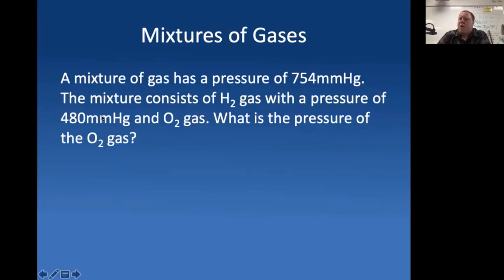So yeah, it's 480, and then I add the oxygen, and now it's 754. So the oxygen would be the difference between these two numbers, 754 minus 480. So that would be 274 millimeters of mercury. 274 would be the pressure of just the oxygen. Okay. And yeah, that's it. That is the idea of adding pressures based on several different types of gases.